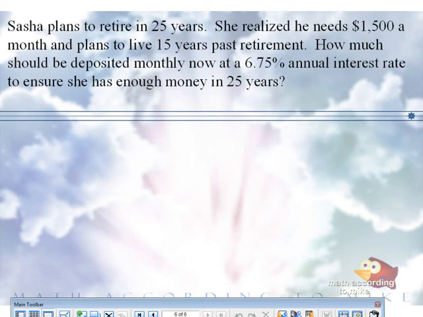Sasha plans to retire in 25 years. She realized that she needs, not he. She needs $1,500 a month. Wow. Should we give Sasha more money? How much should we give her a month?